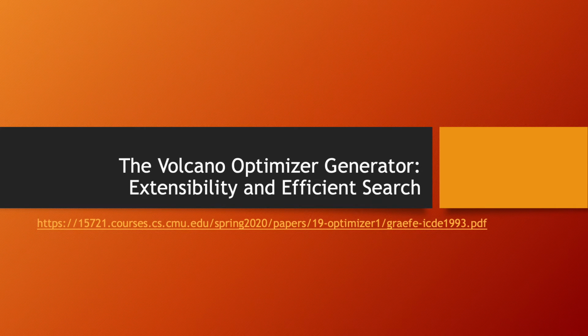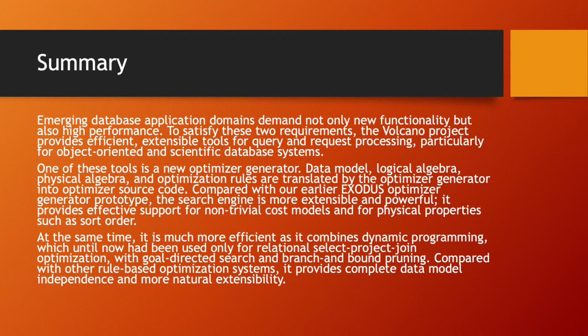The paper of the day is the Volcano Optimizer Generator, Extensibility and Efficient Search. Emerging database application domains demand not only new functionality but also high performance. To satisfy these two requirements, the Volcano project provides efficient, extensible tools for query and request processing, particularly for object-oriented and scientific database systems. One of these tools is the new optimizer generator.